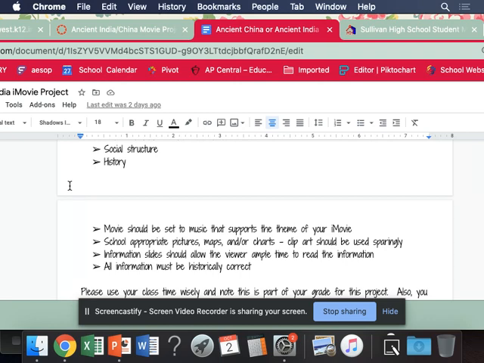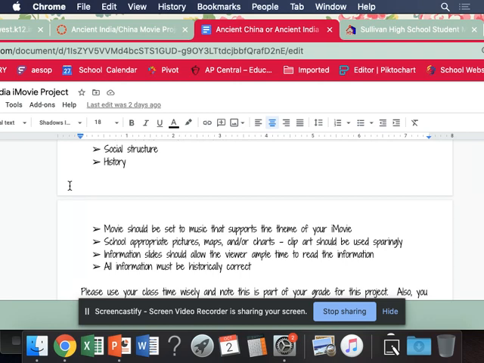School appropriate pictures, maps, charts. Clip art should be used very sparingly. And I always think you guys know what clip art means, but clip art is just the little cartoon looking images. You should be looking to find real pictures.